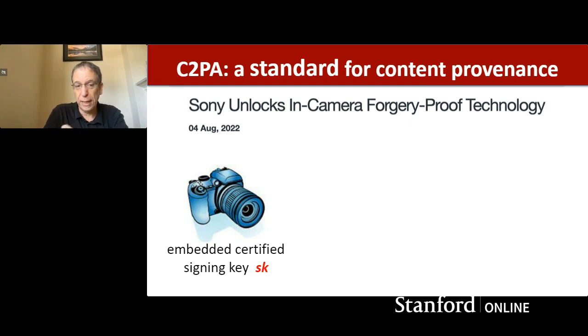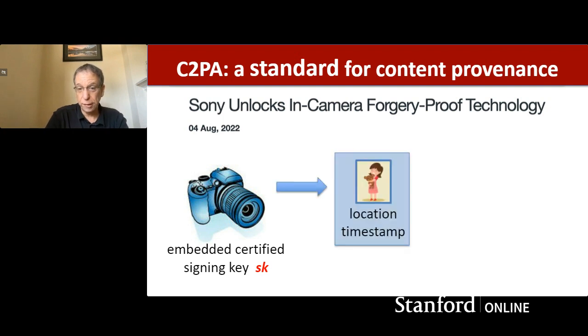This Sony camera effectively has a signature key embedded in it, so you can sign images from the camera. As you take a picture with this camera, the camera will go ahead and sign those images. The camera adds a signature, the C2PA signature, that signs the image along with the location and the time when the image was taken.